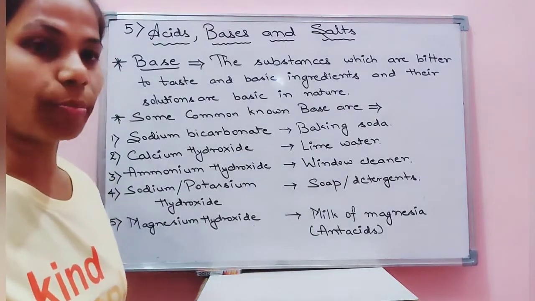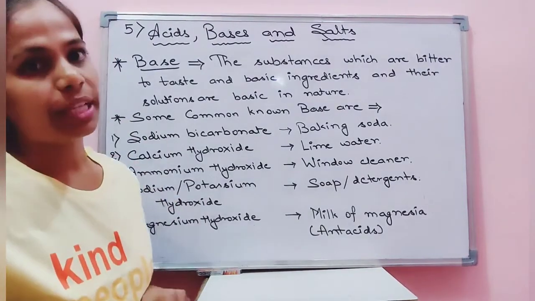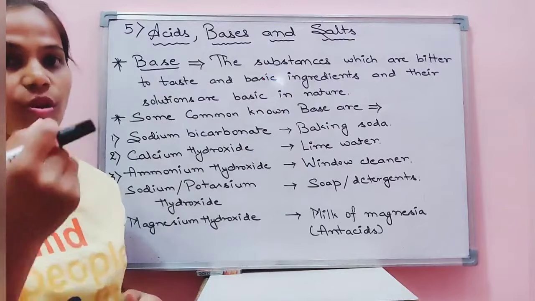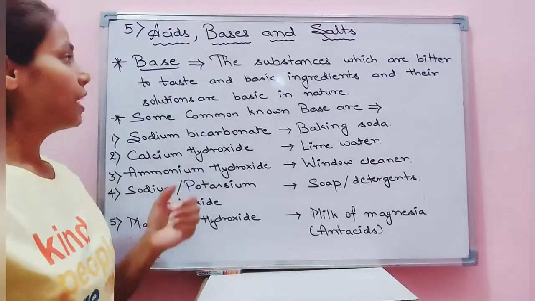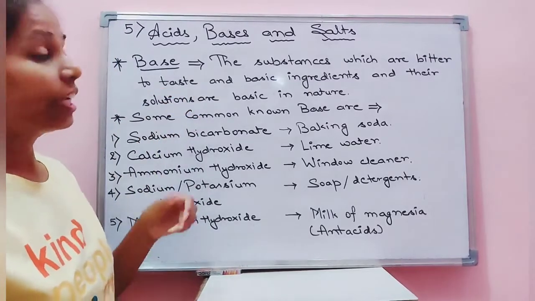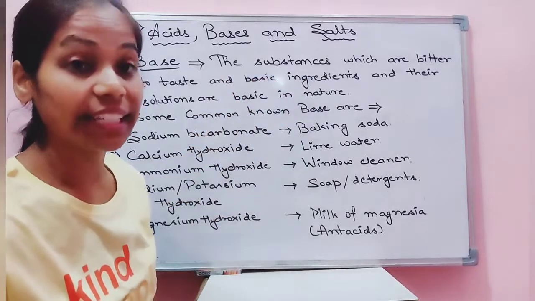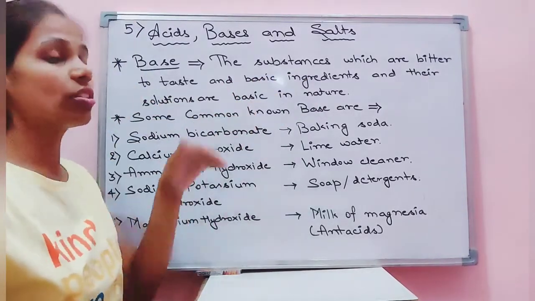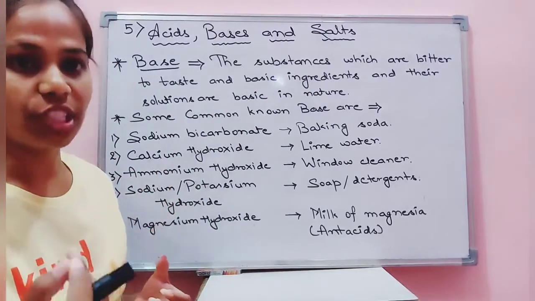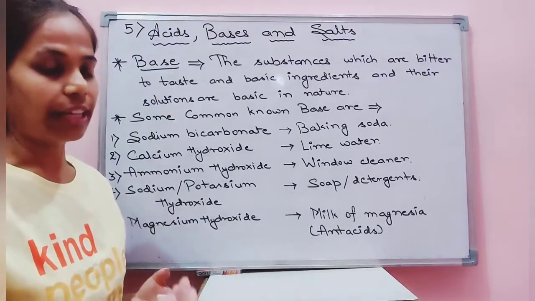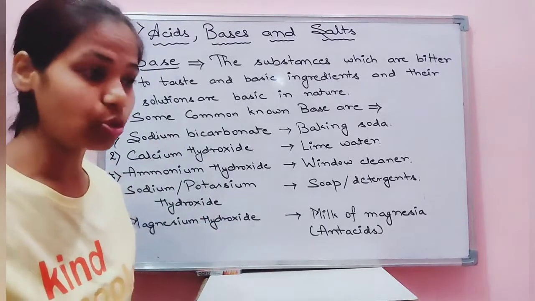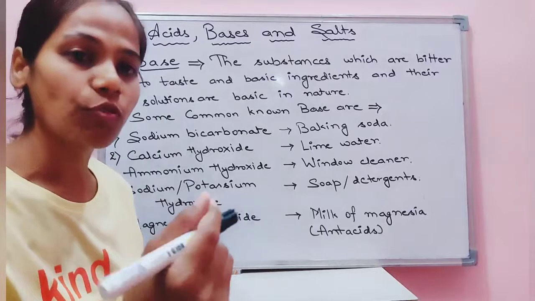Let's have a look at the next topic, children. Base. What are bases, children? Bases are those substances which are bitter in taste. This is one of the properties that you find in basic substances. They contain basic ingredients and their solutions are basic in nature. Children, mainly those components which have basic content are found to be bitter in taste. Also, they are slippery to touch. When you touch those substances, they will be found to be somewhat slippery.